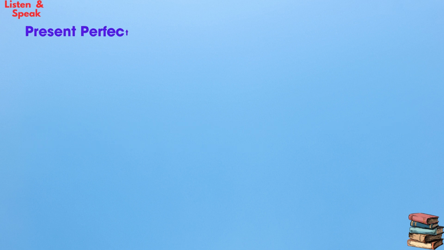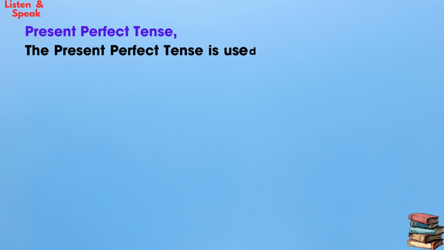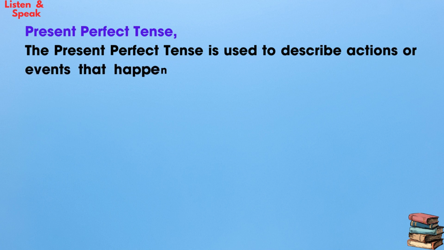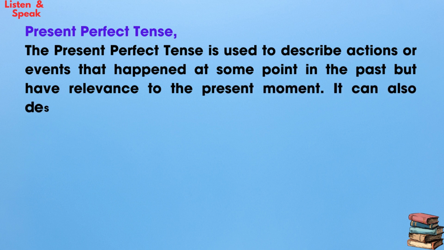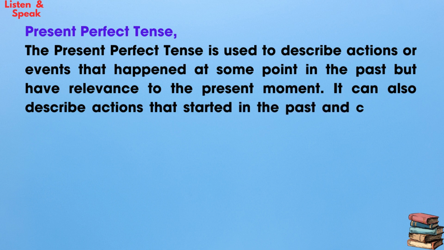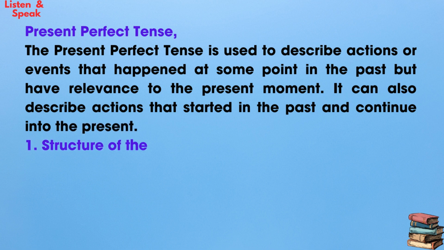Present perfect tense. The present perfect tense is used to describe actions or events that happened at some point in the past but have relevance to the present moment. It can also describe actions that started in the past and continue into the present. 1. Structure of the present perfect tense.